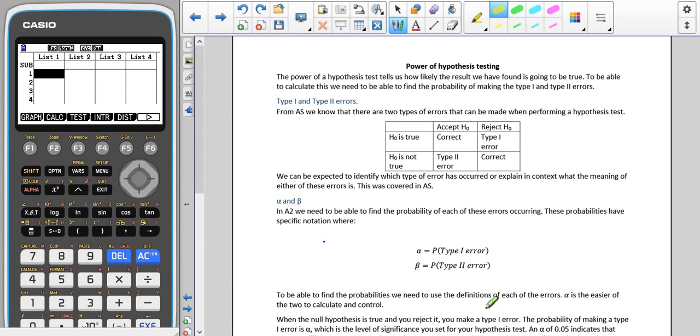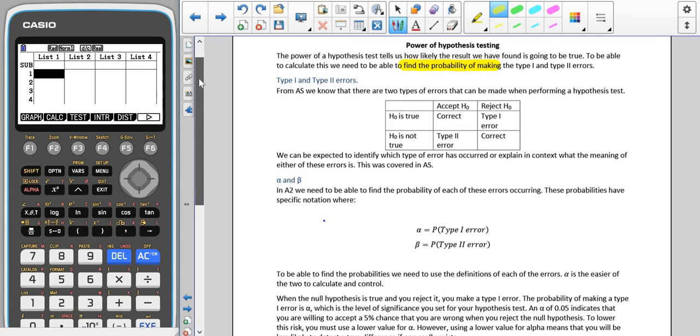So now we're going to start having a look at power of hypothesis testing. This is quite a large section. It is going to take us a while to get onto actually having a look at power. The power of a hypothesis, though, tells us how likely the result that we have found is going to be true. To be able to calculate this, we need to be able to find the probability of making a type 1 and a type 2 error. So that is what we're going to have a look at first.